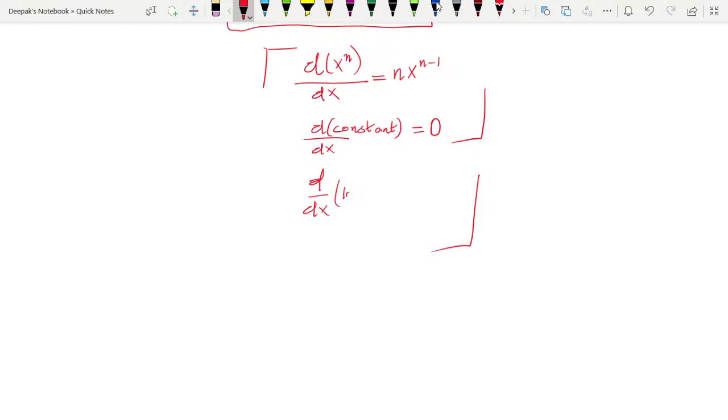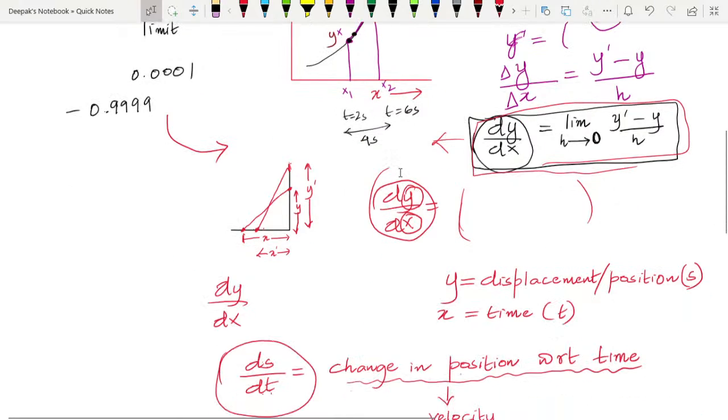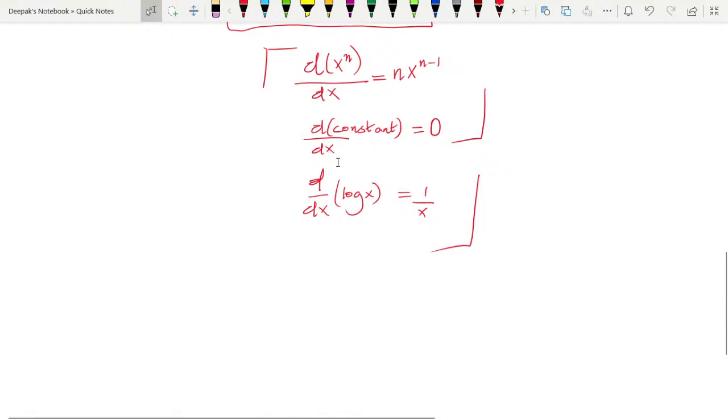d/dx of logarithm of x is equal to 1 by x. Understand? So these are some formulas that you will need when we study this chapter. Okay, understand these formulas. So let me give you an example on this.